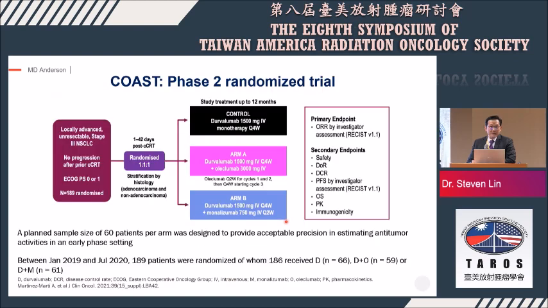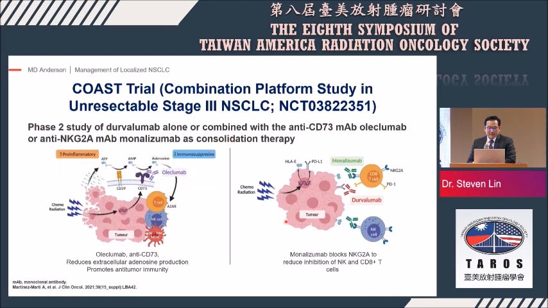Now, of course, this is being built on. AstraZeneca is building on this with the COAST trial, a phase 2 randomized trial. Now the control arm is the durvalumab arm. They add 2 other agents, called oleclumab or monalizumab, along with durvalumab. Oleclumab is an anti-CD73 antibody that binds and inhibits the adenosine pathway, which is one of the immunosuppressive mechanisms used in tumors. And then, of course, monalizumab is an NKG2A antibody that activates natural killer cell mechanisms.